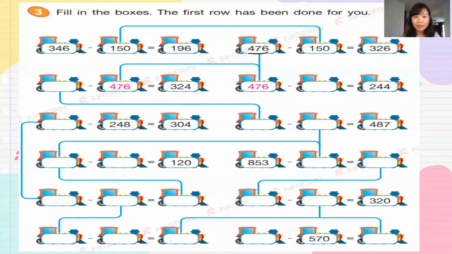So you look at the line. It means you're going to copy the number, okay? Now that you know it, we're going to add 476 plus 324. How many?